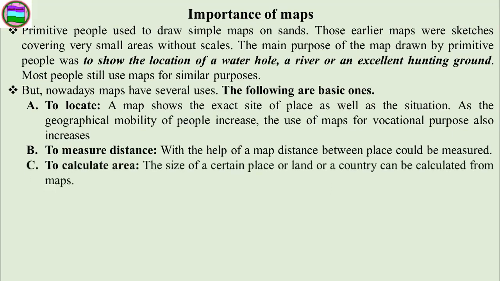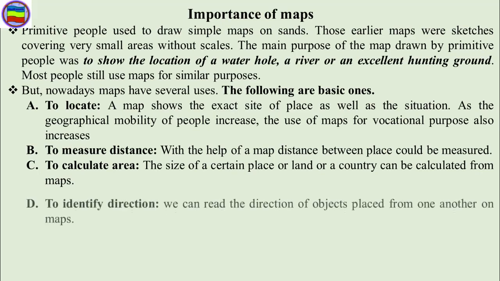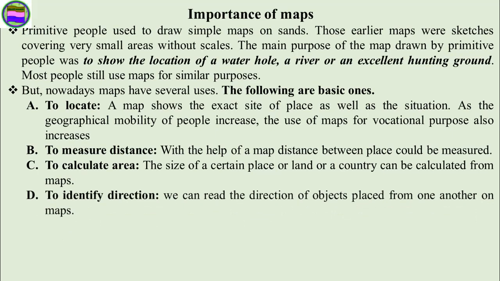The other one is to calculate area. Once we have a map, we can calculate the area on the map, and that area on the map can tell us about the area on the ground. A linear scale can be converted into an aerial scale, and then finally we can calculate the area on the ground. The other one is to identify direction. We can read the direction of objects placed from one another on the map, or identify bearings by reading and interpreting the map.